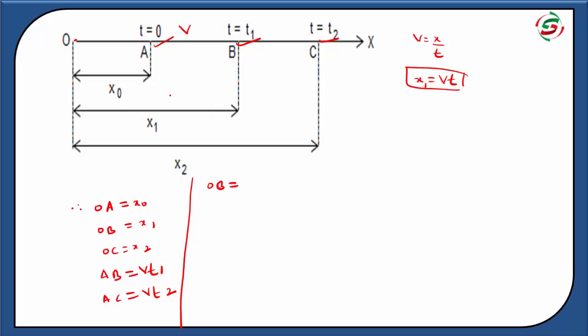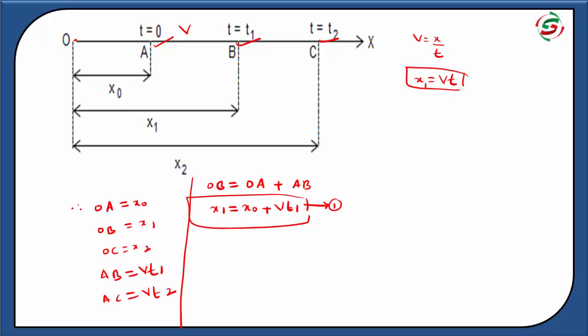From using this diagram, OB is equal to OA plus AB. Here, OB is the distance up to B, that is x1. x1 is equal to OA, that is x0, plus AB, that is V into T1. So x1 is equal to x0 plus V into T1, that is equation number 1.